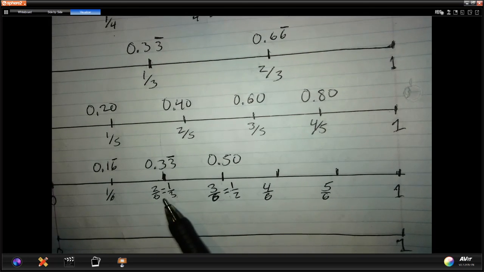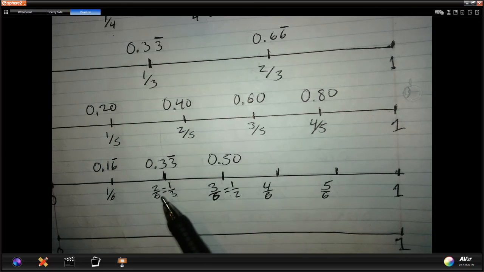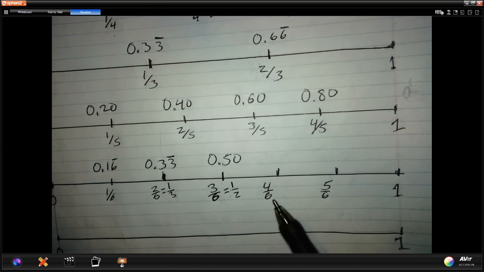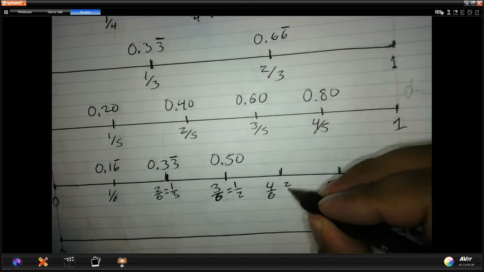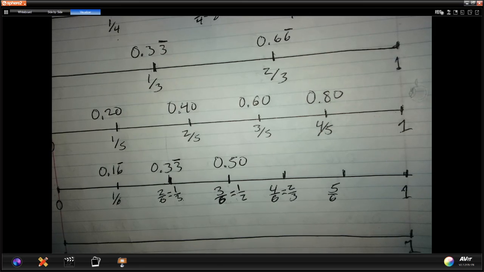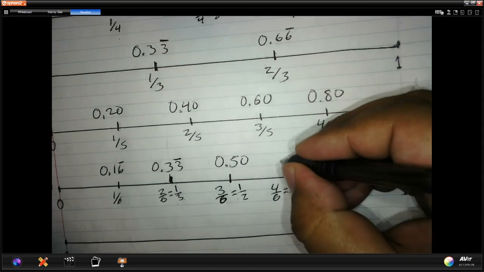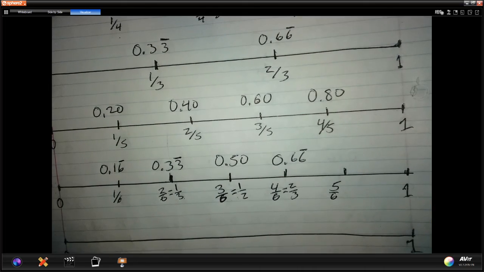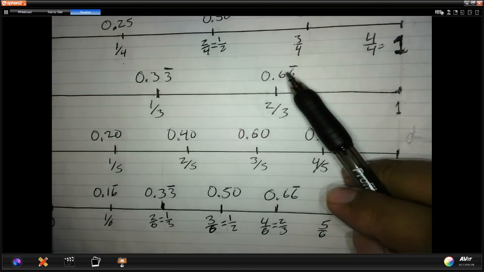So this number over here was 1/3. So this one over here, if I divide half and half, so half of 4 was 2, half of 6 was 3, that one equals 2/3. So this one is 0.66, and that 6 is repeating, just like we had up here for 2/3.